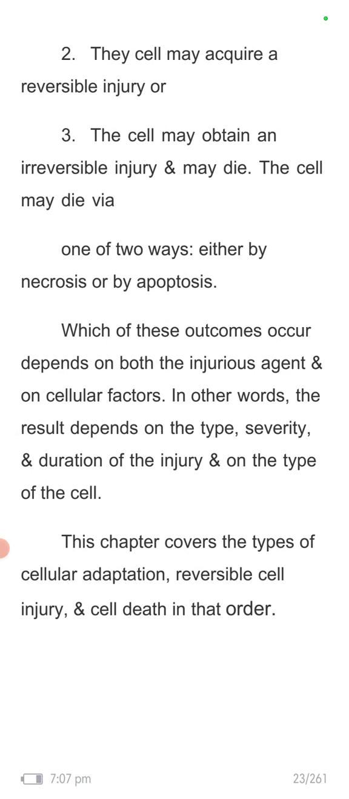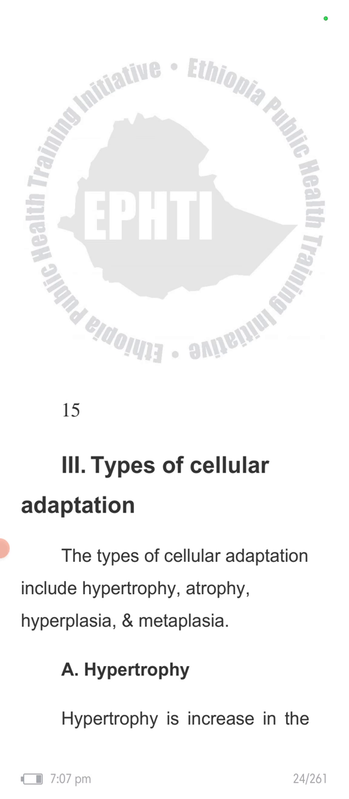Which of these outcomes occurs depends on both the injurious agent and cell factors. In other words, the result depends on the type, severity, and duration of the injury and on the type of the cell. This chapter covers the types of cellular adaptation, reversible cell injury, and cell death in that order. The types of cellular adaptation include hypertrophy, atrophy, hyperplasia and metaplasia.